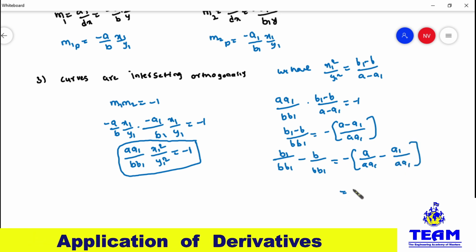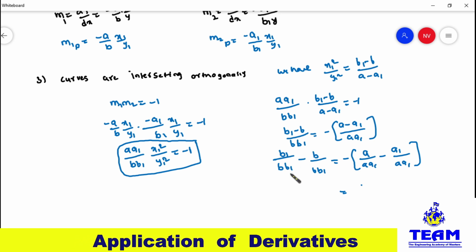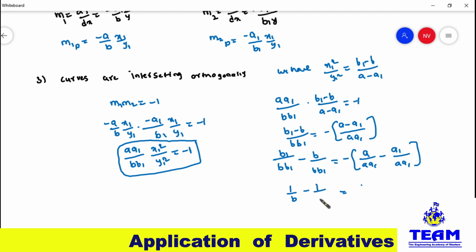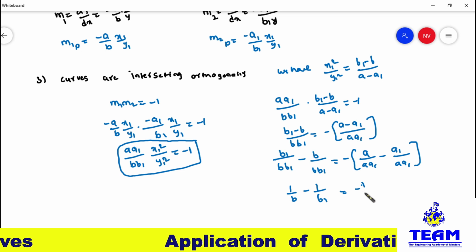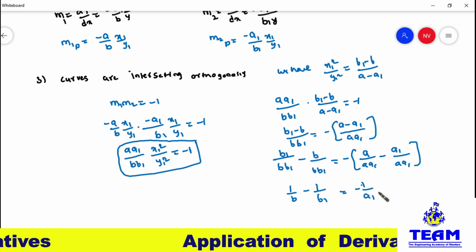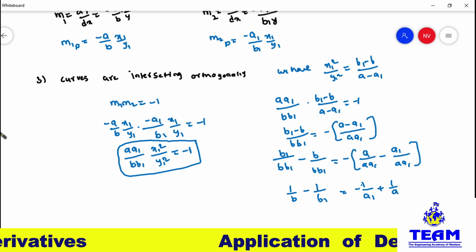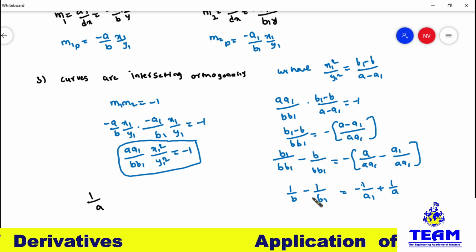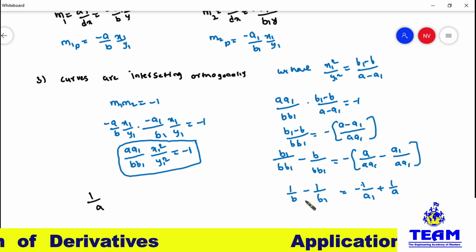Okay friends, now multiply inside. Here you observe what gets cancelled: b1 and b1 get cancelled. Now 1 minus b by b1 gives 1 by b1 equal to minus, here a getting cancelled, so minus 1 by a1, minus into minus is plus, here a1 getting cancelled. Then you will have 1 by a. Actually what we have to prove is this. Now take the a1 b1 terms to one side and the a b terms to the other side.